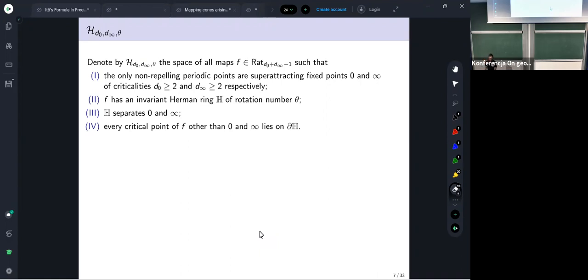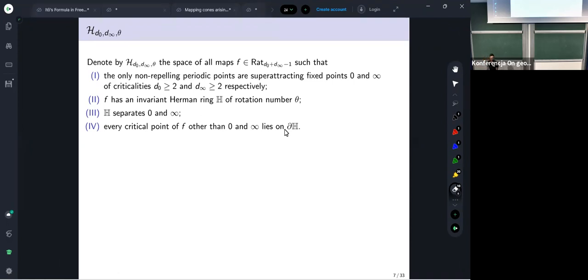Secondly, F has an invariant Herman ring. I'm going to call it this fancy H over here, of rotation number theta. And also, this Herman ring is placed such that it separates 0 and infinity. And then aside from that, we also have this assumption that every critical point of F, every free critical point, so those that are not 0 or infinity, must be captured on the boundary of the Herman ring.